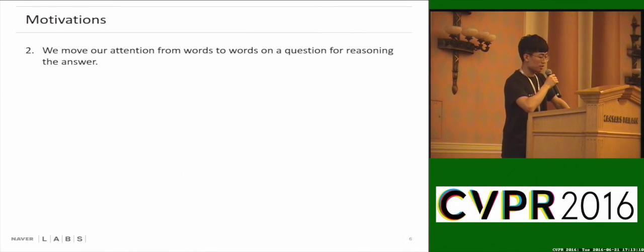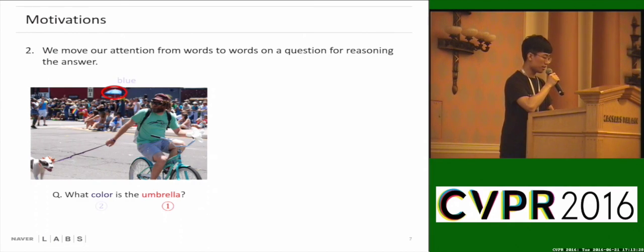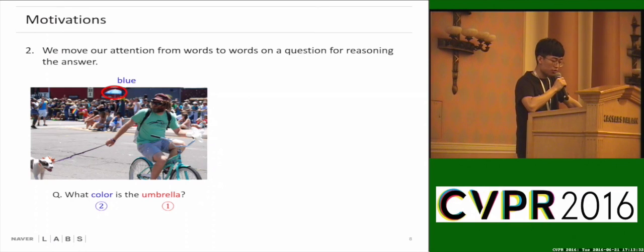The second motivation is that we often move our attention from word to word in the question for reasoning the answer. For instance, when the question is what color is the umbrella, you might first focus on the word umbrella and find the umbrella in the image. And then you move your attention to another word, color, so that you extract the color information from the umbrella.